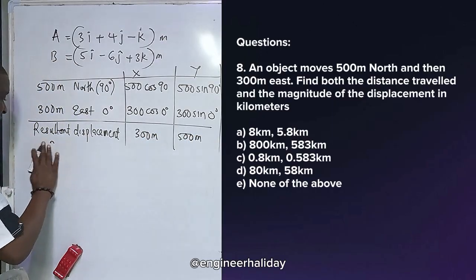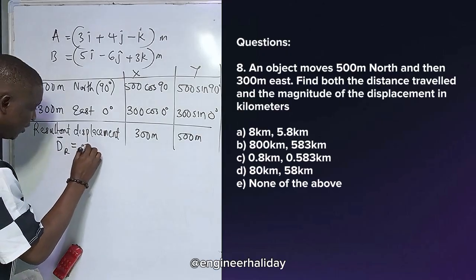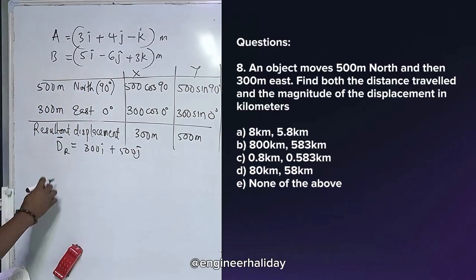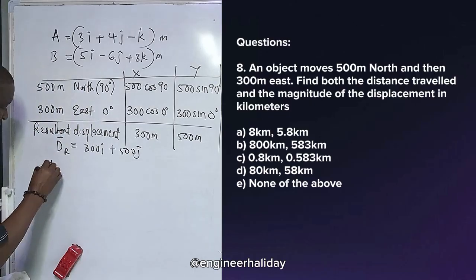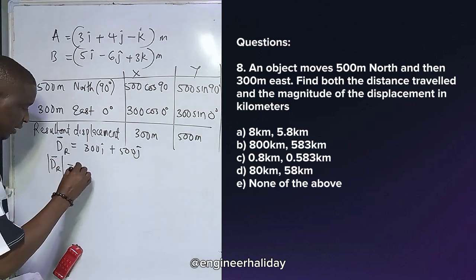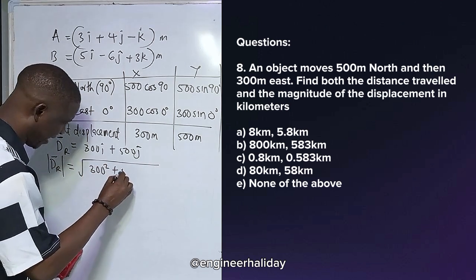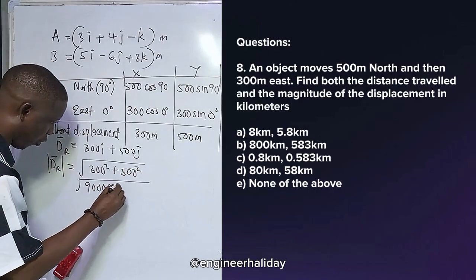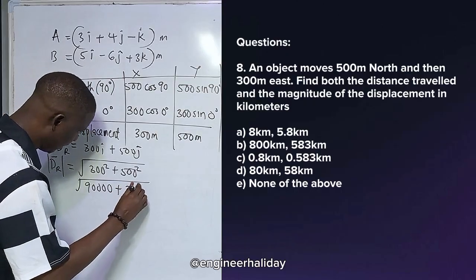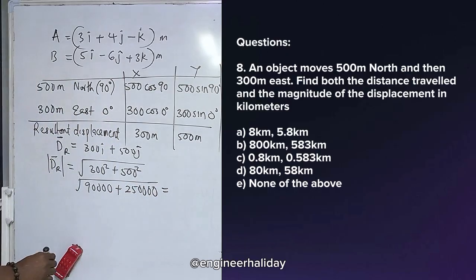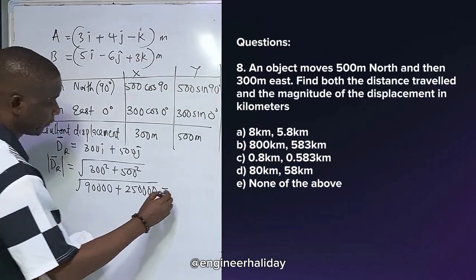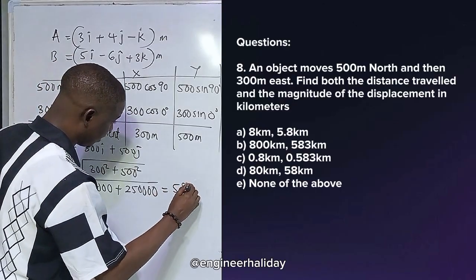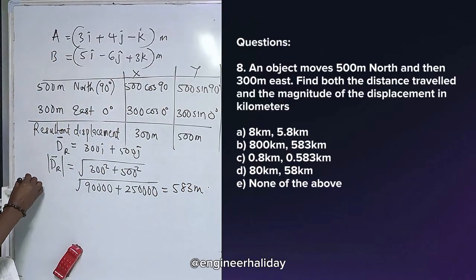The resultant displacement dr in vector should be 300i plus 500j. Don't forget, the displacement we are looking for first is the magnitude. So the resultant displacement in magnitude will be the square root of 300 squared plus 500 squared. What do we have? 90000 plus 250000. So what will be our final answer? The square root of everything, 583 meter.